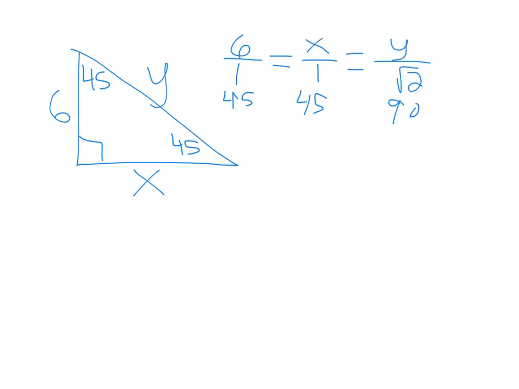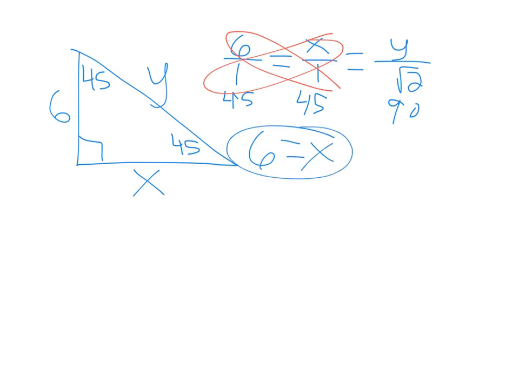And now I can just cross multiply and solve. So if I go to solve this first one, I would cross multiply those, right? And I'd end up with 6 times 1 is 6, 1 times x is x. Boom, there's one of my solutions. X equals 6.